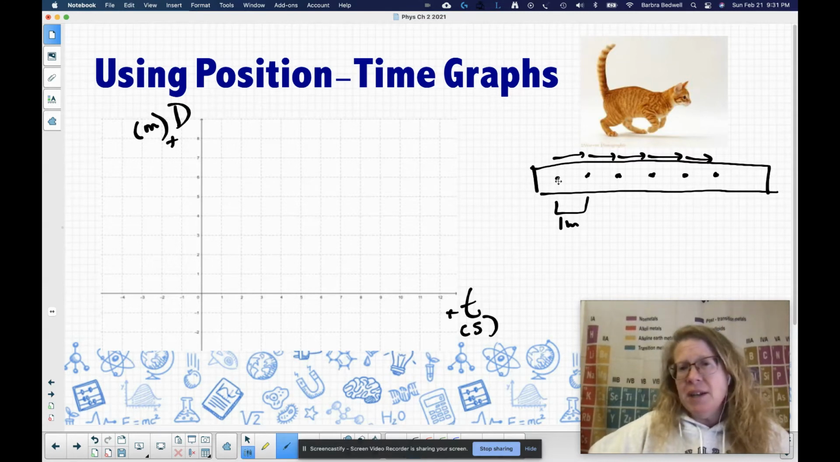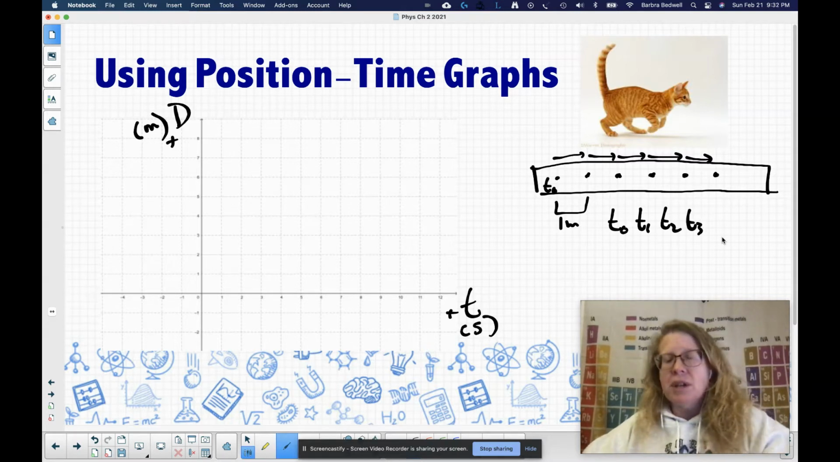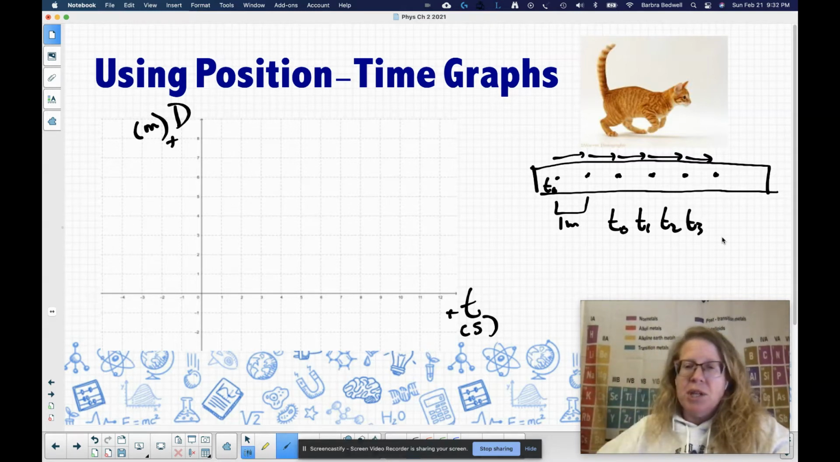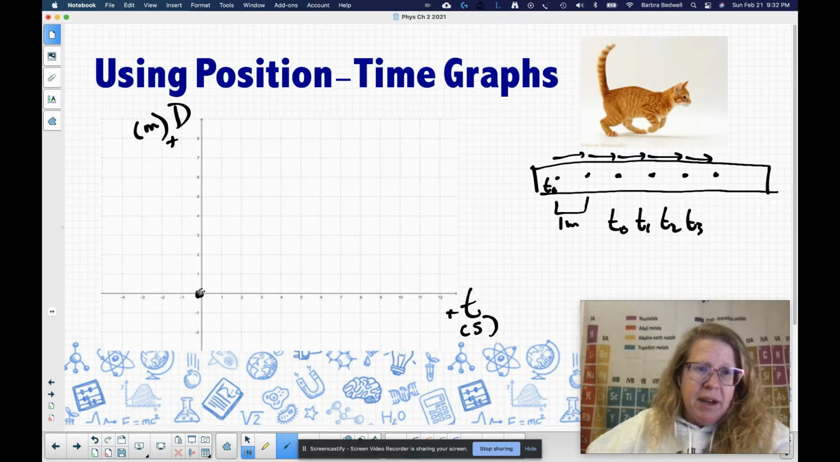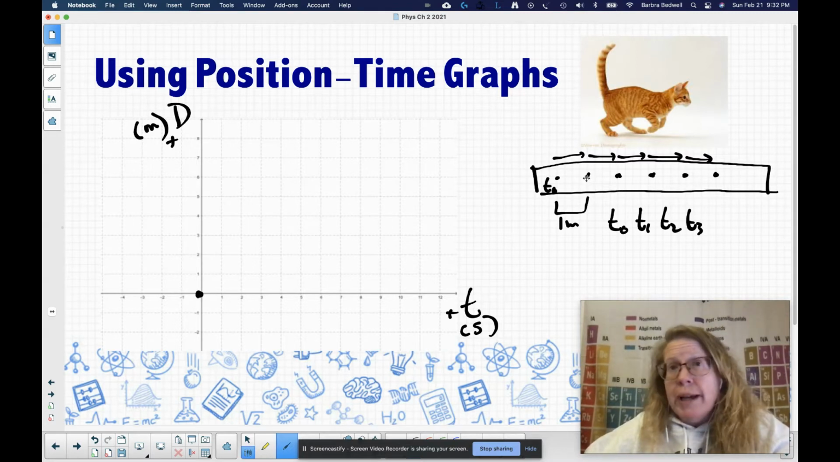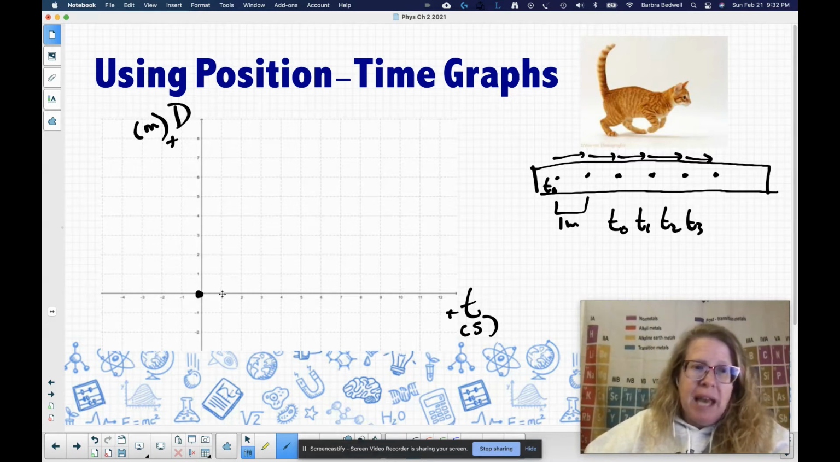Well, if this here is t equals 0, and you'll see me use this subscript notation a lot: t equals 0, t1, t2, t3, etc. These are common subscript notations that we use to represent the time. So at time equals 0, we can say that it's at position 0. So we can say it's literally right there. And then at time equals 1, well, where is it? Its displacement from the beginning is now 1 meter. So at time equals 1, it's at 1 meter displacement.